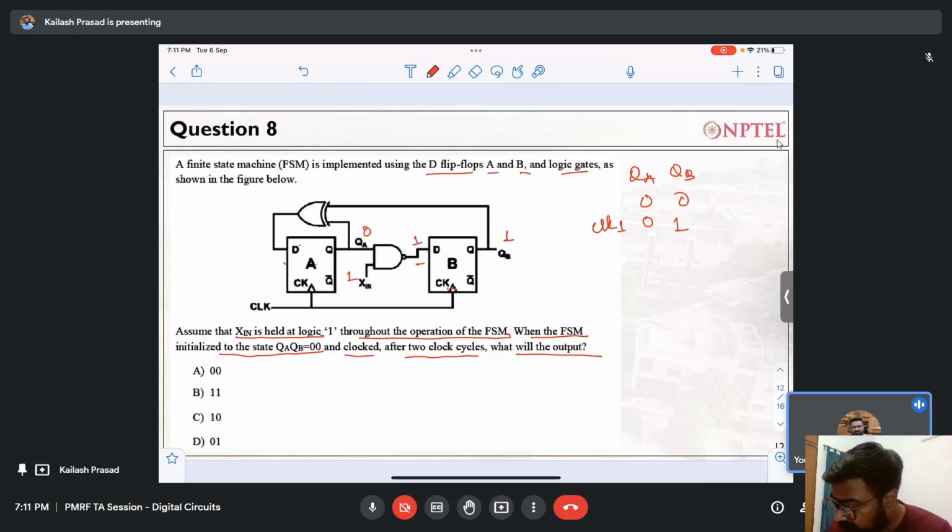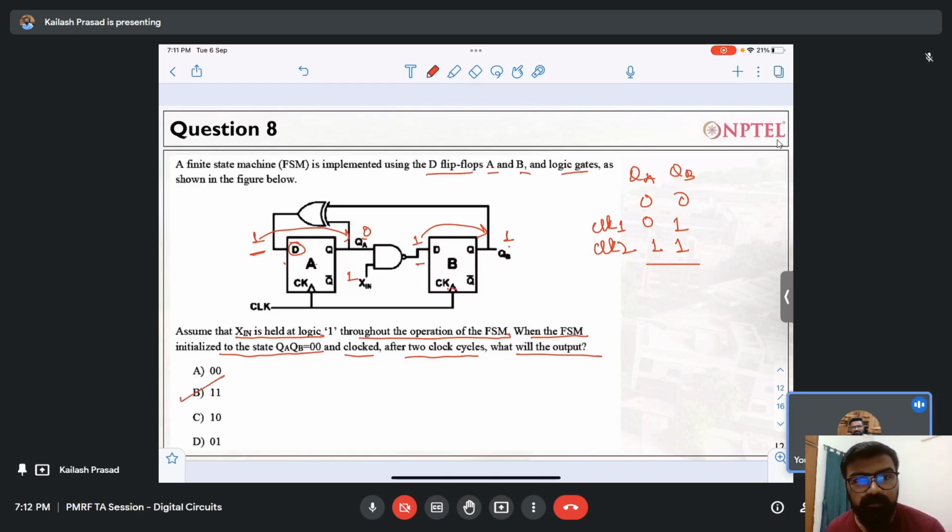What about this node? What will happen to this node in the clock 1? It is 1, because it is an XOR of 0 and 1. Now moving to clock 2, as soon as the clock 2 comes, this one will go over here, so QA becomes 1. This one will go over here, so this is also 1. So this is my clock 2 and the answer is 1, 1. So whoever has said B, the answer is 1, 1.